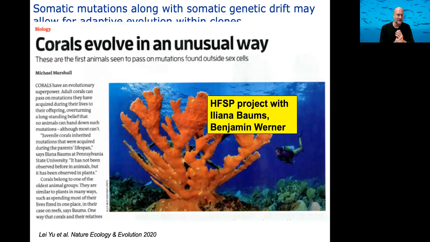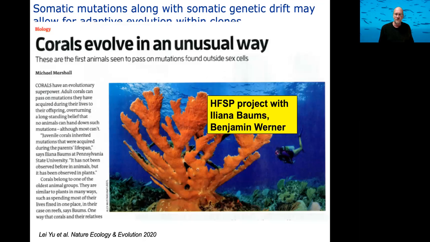So nicely, we could team up and get some money from the Human Frontier Science Program to explore that in more depth, also together with coral researchers and cancer researchers studying similar processes in these systems.